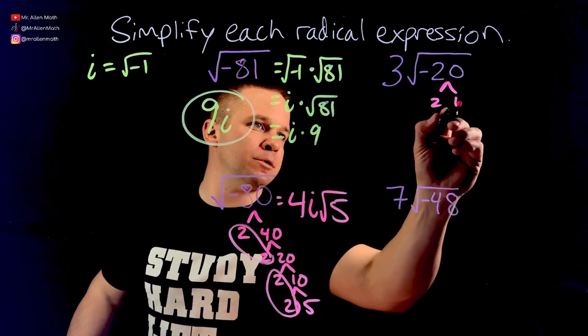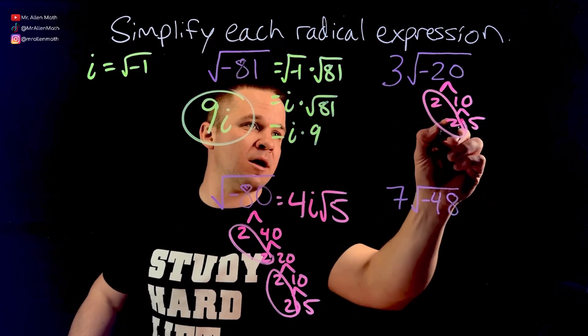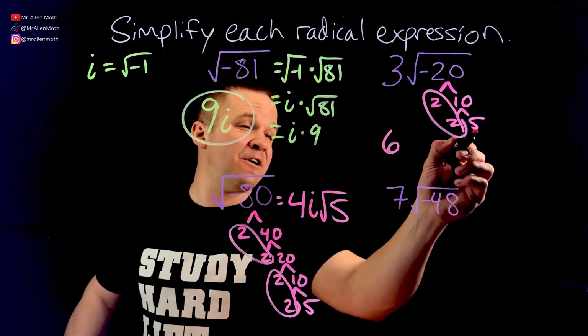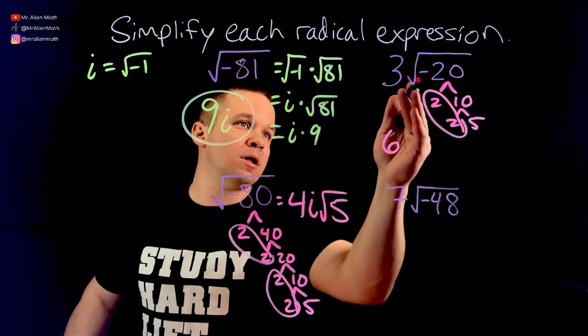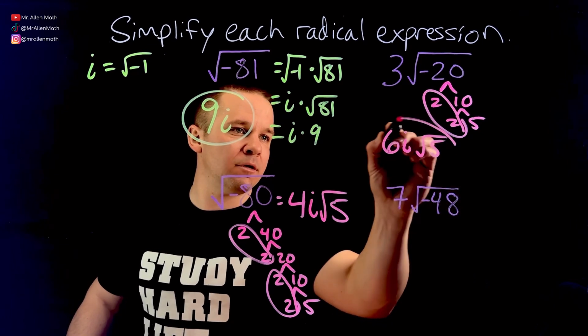I got 2 and 10, 2 and 5. I got a pair. Boom, that comes out. So that's going to be 2 times 3 is 6. The 5 can't. It's going to stay in the radical. The negative, that's my i, root 5.